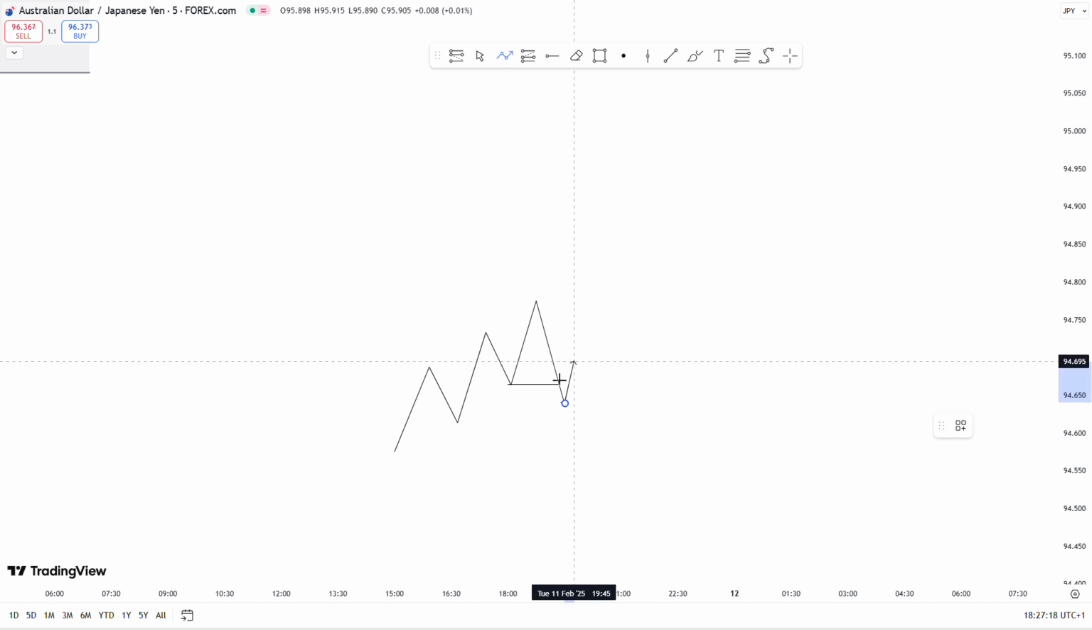I'll definitely want to see the market, after price comes below this previous higher low, go up again and break structure. Now, when the market breaks structure, this is when you can say that the market has given us a liquidity sweep. This is currently the break of structure right here.